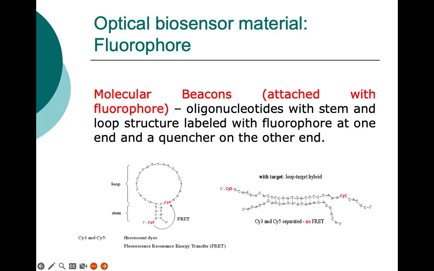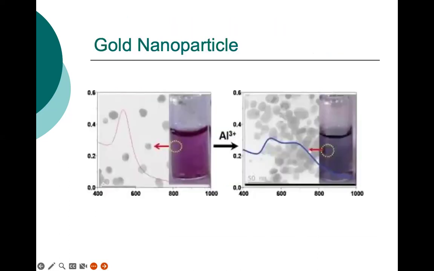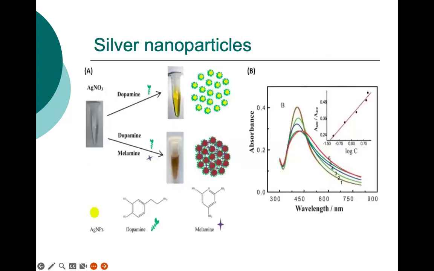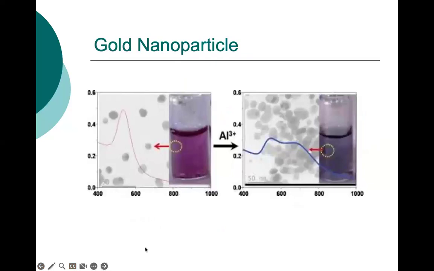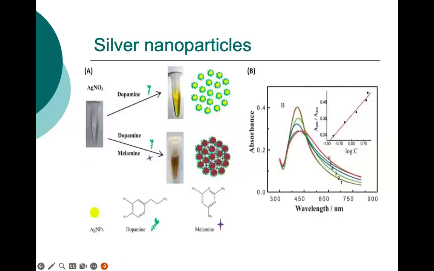So next one is the material. There are some specific materials that are being used in optical based sensors. Just now we talked about gold nanoparticles. And we can also use silver nanoparticles. Silver nanoparticles can also give us color change, apart from gold nanoparticles.